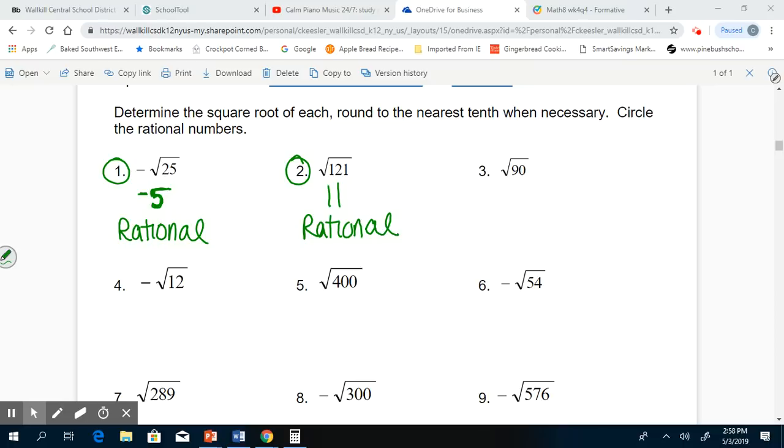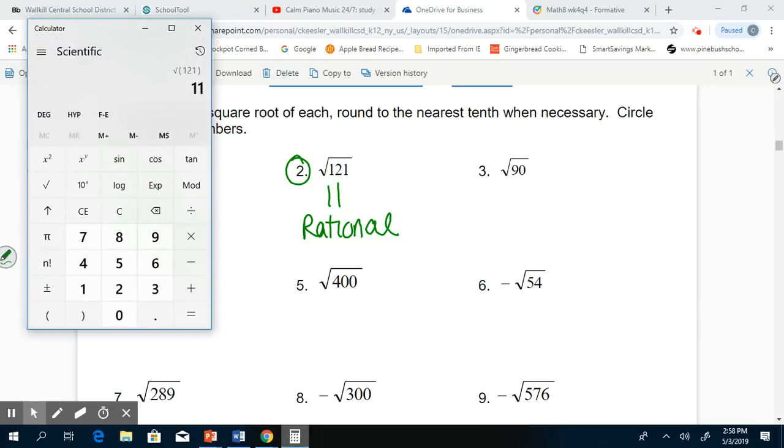And we circle it. Number 3, again, you want to think about, well, do I know a number times itself that makes 90? Can I do the square root in my head? If you can't, go to your calculator, square root 90, and that is a long string without any repetitions.